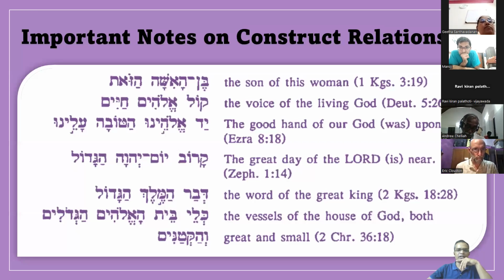Keli bet ha-Elohim ha-gedolim ve-ha-ketanim, the vessels of the house of God, both great and small. So wherever you see the construct noun, you can see that it is reflected in the translation. The son of, Ben ha-ish, Kol Elohim, Yad Elohenu.